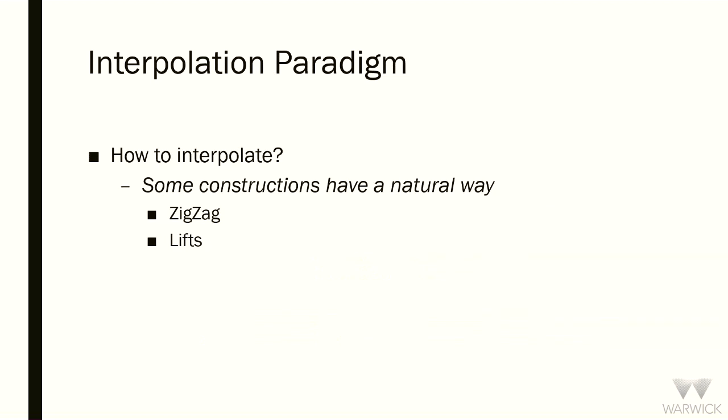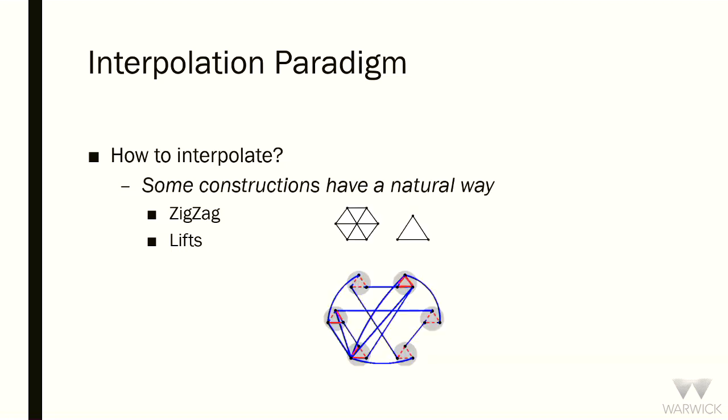And how to interpolate between graphs? So in some constructions of expander graphs, there is a natural way of interpolating. For example, in the construction based on the zigzag product, you can describe it as follows. You have a graph, this hexagon, and now you replace each vertex of the hexagon by a copy of the smaller graph, the triangle.